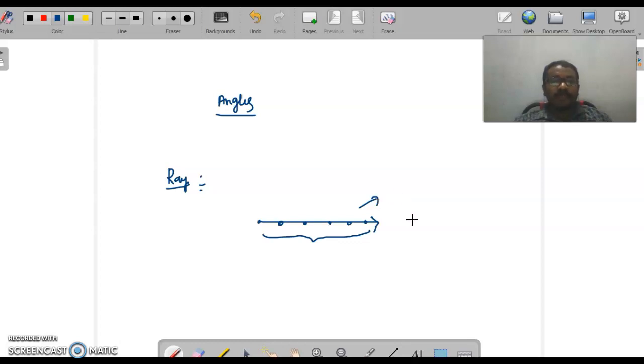Now, when two rays have one end point, the gap between the two rays is what we call an angle. I hope you understand this. When two rays have one common end point, the gap between the two rays makes an angle. So when explaining anything about angles, first we have to have knowledge about rays. When two rays have one common point, the given figure we can call an angle.